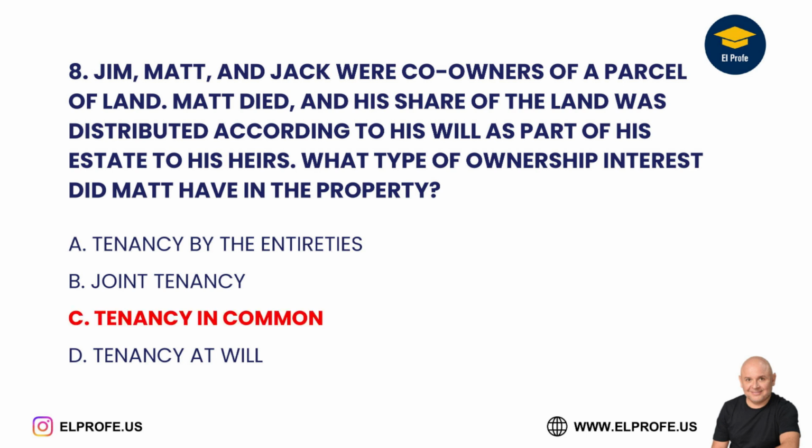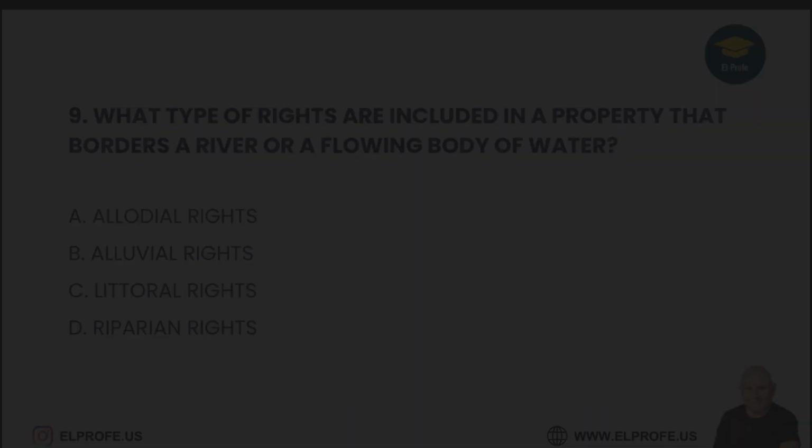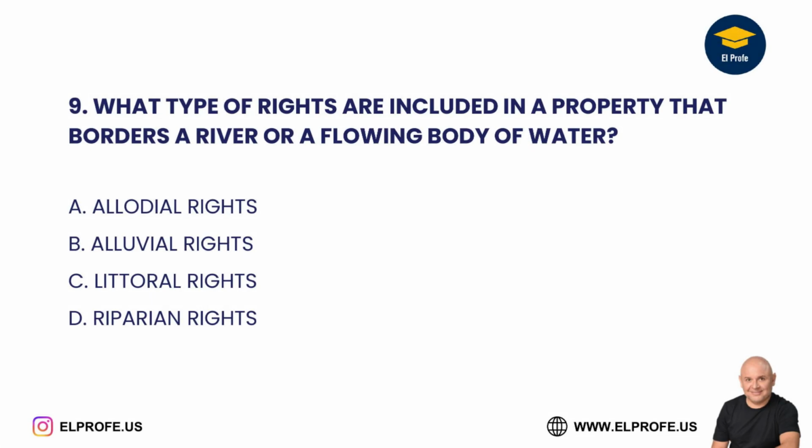Question 9. What type of rights are included in a property that borders a river or a flowing body of water? These are riparian rights. That's an easy one. Riparian rights are for properties along rivers or flowing water. Littoral rights are for oceans, seas, or large lakes.